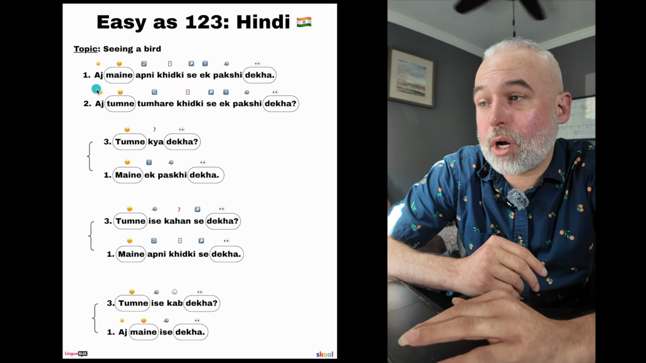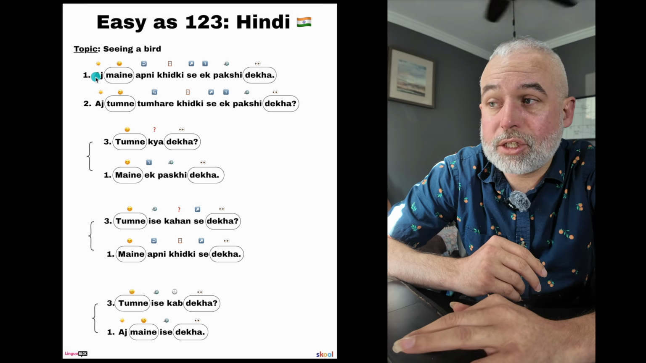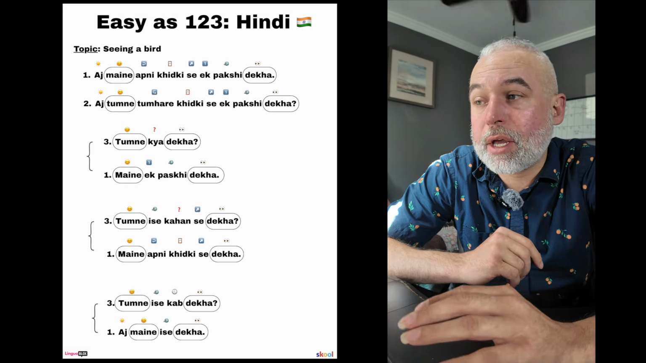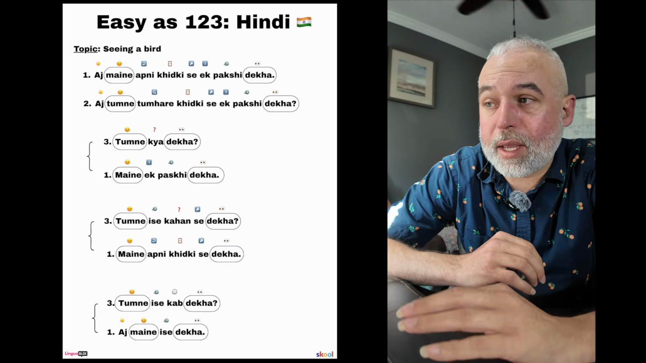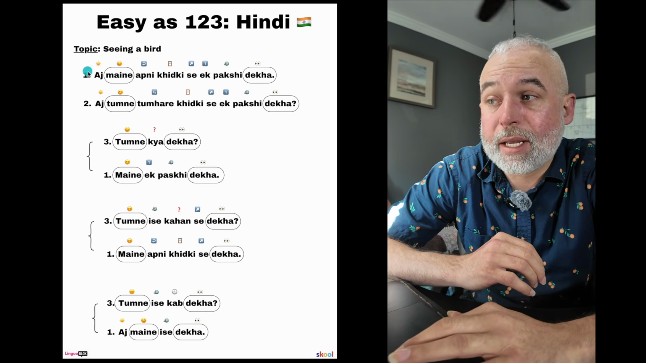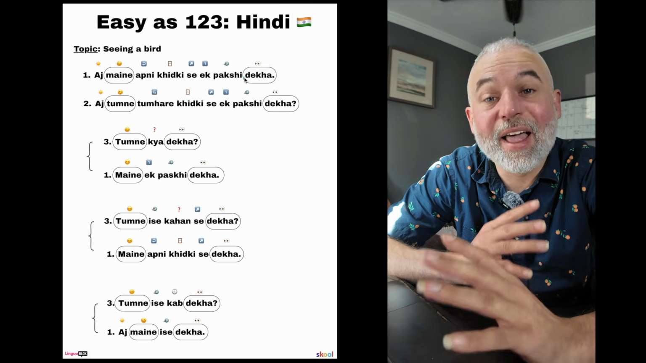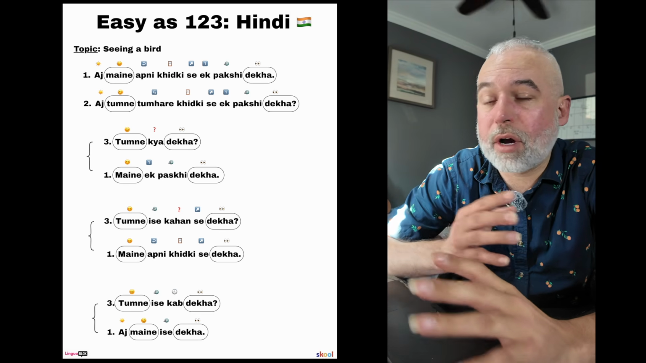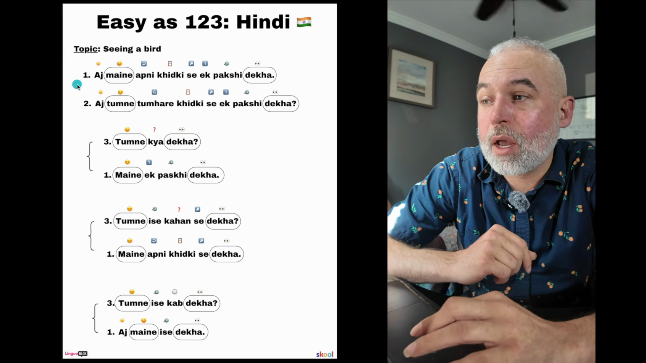So, I saw a bird from my window today. Today is the first word, it's aaj, and I used the sun emoji to remember that aaj means today. The word order, by the way, is: today, my window from, one bird saw. That's why I say if you're stuck thinking in English and trying to format your thought, you're going to be way off. So we have to get used to the structure of Hindi.